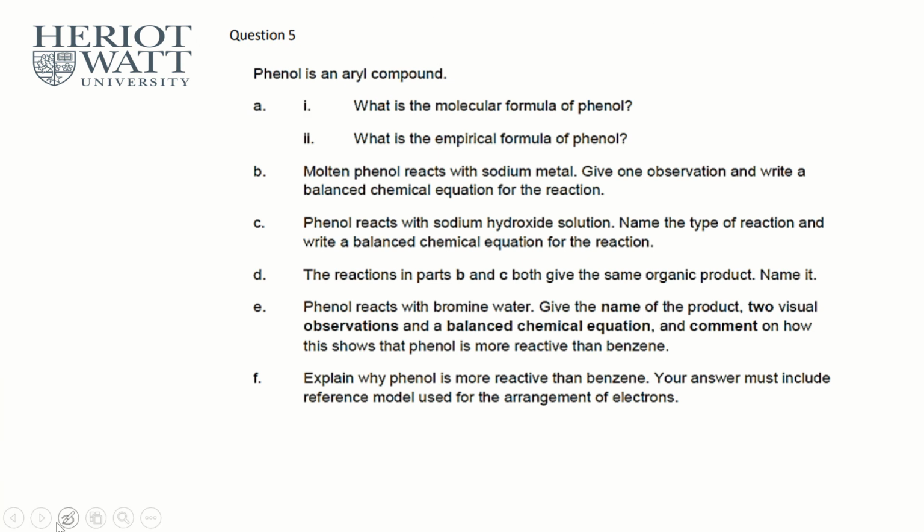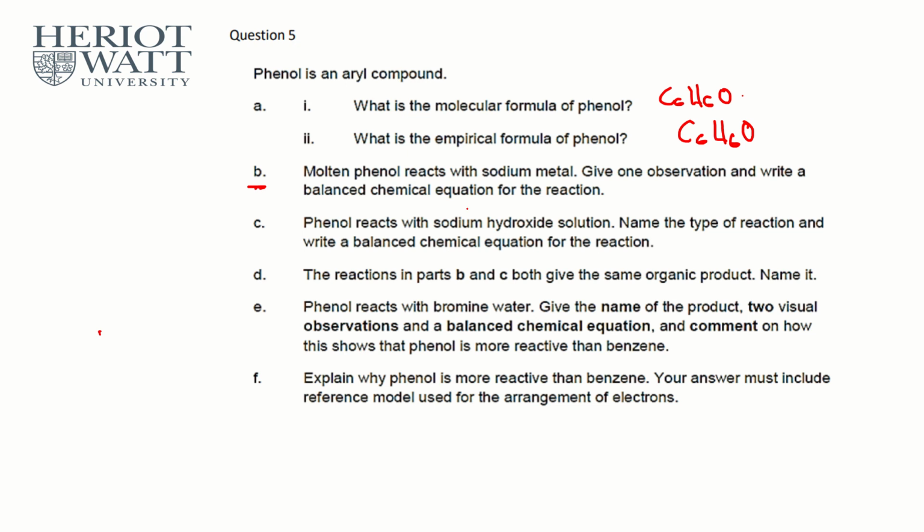Let's look at part A2. What is the empirical formula of phenol? Same thing, C6H6O. You can't get a simpler formula. That is the simplest formula. Unless you have 6 oxygens, then you get CHO. But yeah, same answer. And part B, molten phenol reacts with sodium metal.